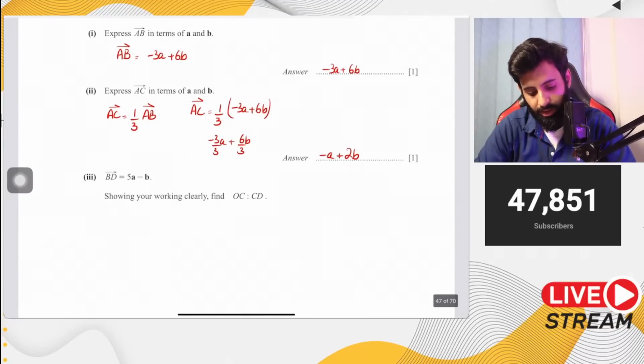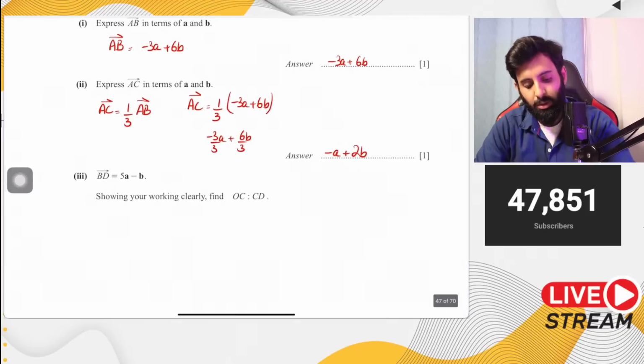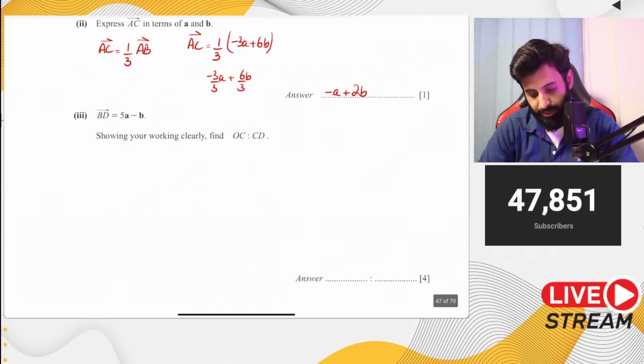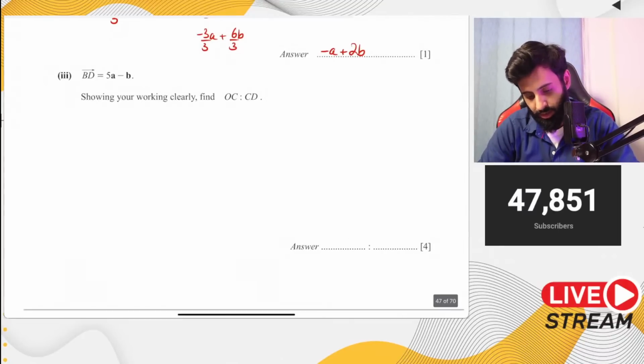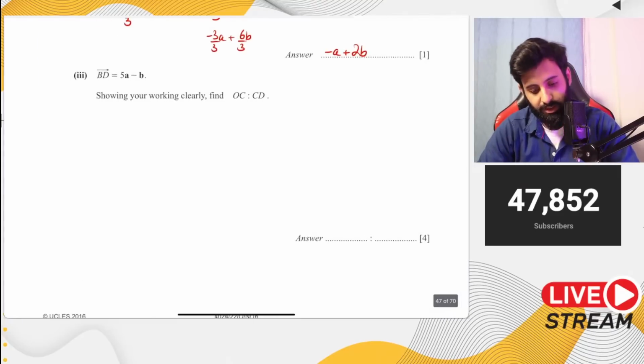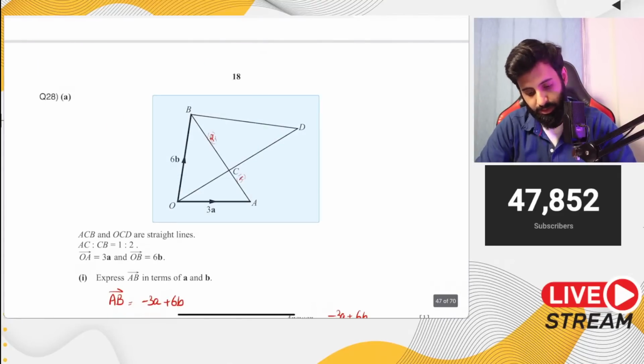Then we have part 3. Part 3 says BD is 5a minus b. Showing your working clearly, find OC and CD. Notice that this is a 4-mark question. Okay, this is going to be fun.